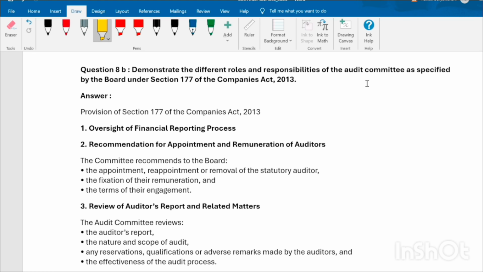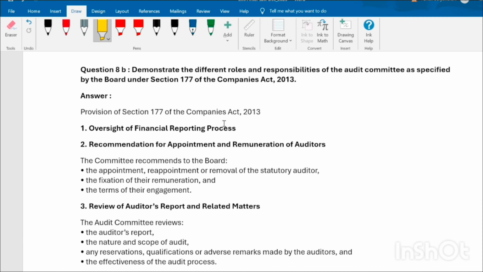Question number 8B. Demonstrate the different roles and responsibilities of the audit committee as specified by the board under section 177 of the Companies Act 2013. Okay, so these are the roles and responsibilities of the audit committee. You have to write it. Yeah, a direct question. And this is, I can say, an easy question, because from multiple previous attempts this question has appeared in the exam.